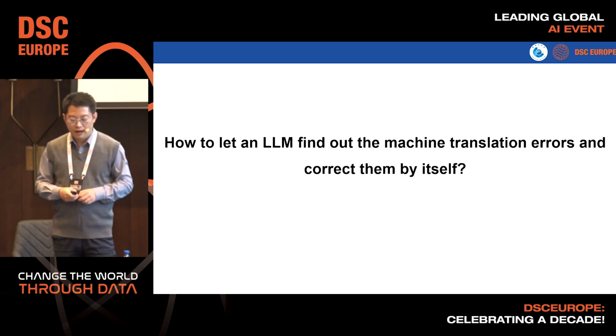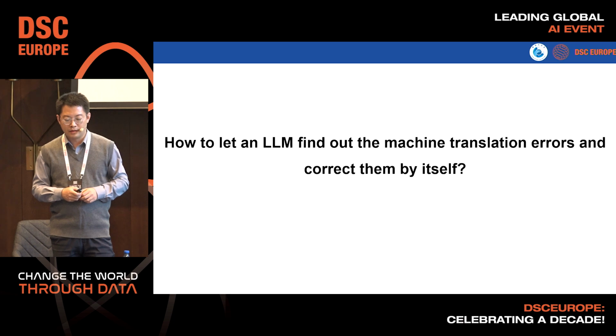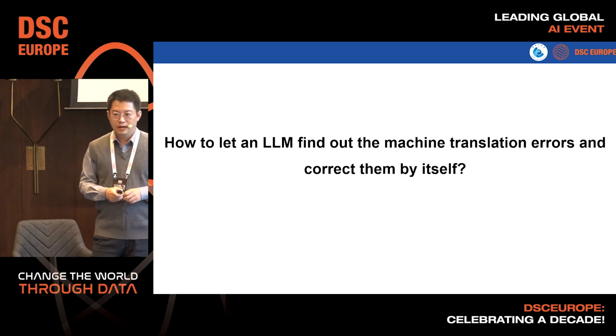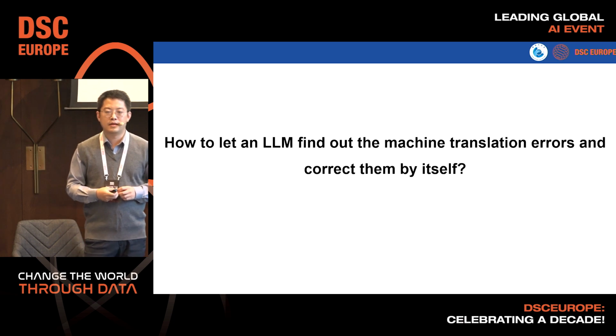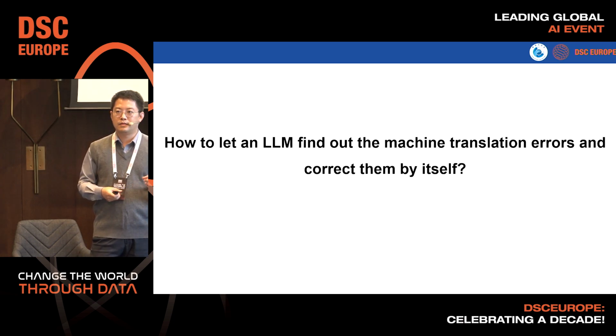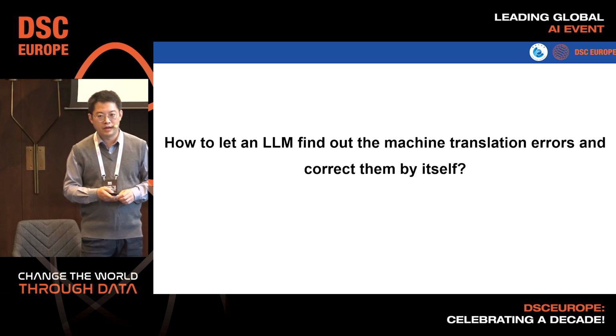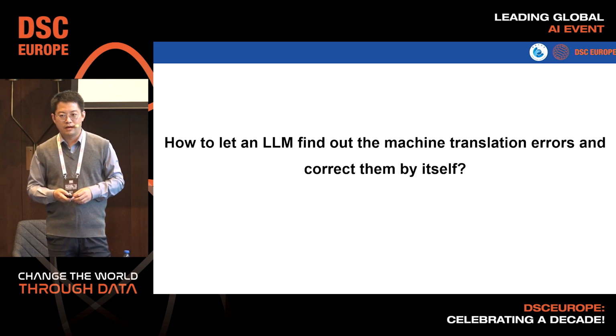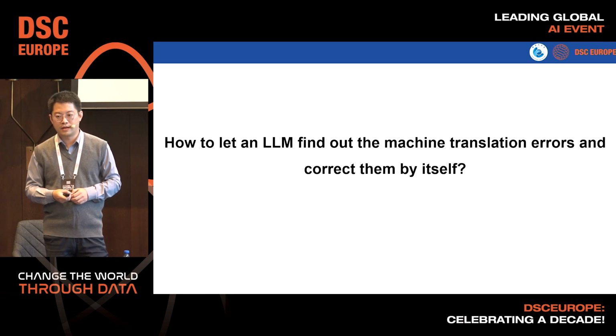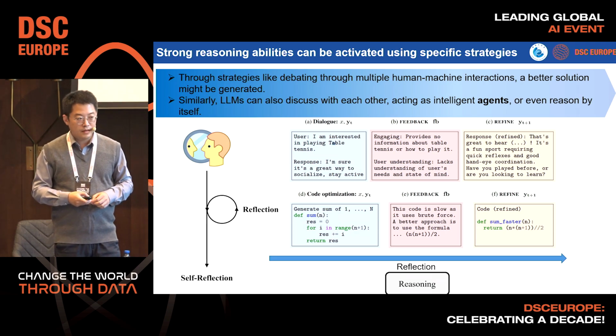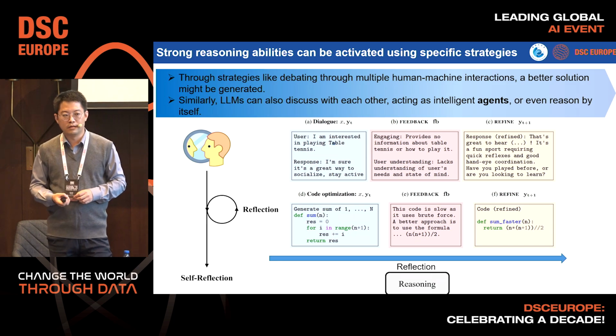Another problem is how to let a large language model find out machine translation errors and correct them by itself. This is different from the previous one. The previous one is mainly to solve the problems during pre-training, and this one is in the inference phase. When you are doing prompt engineering during inference time, you just input to the model some prompts or instructions, and the model can output your result. So this is based on the reasoning ability or the so-called reflection ability of the current large language models.